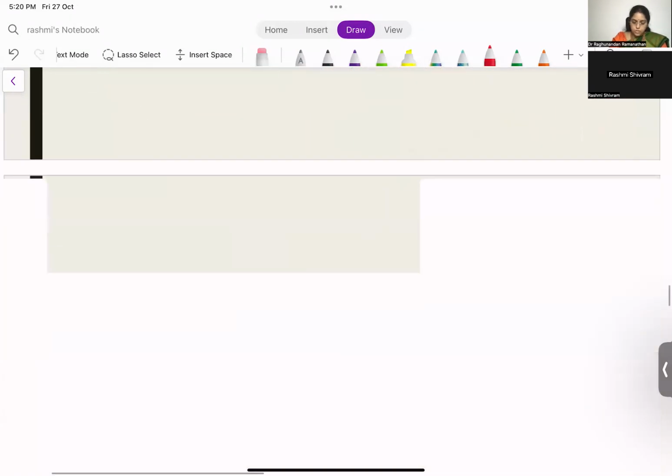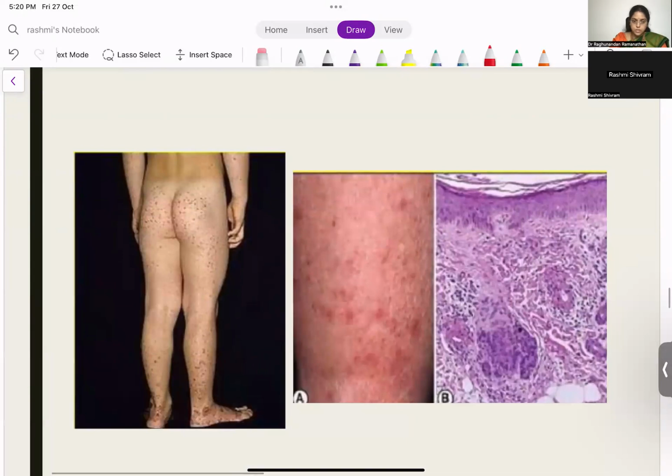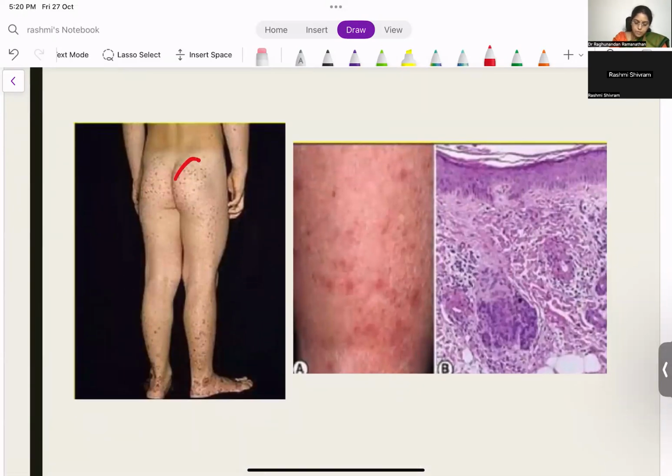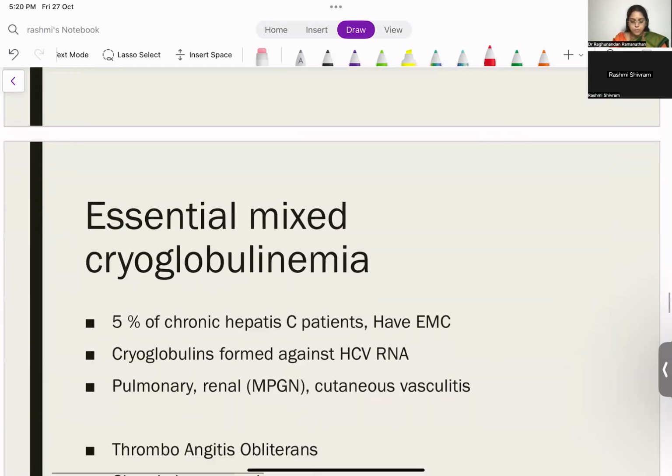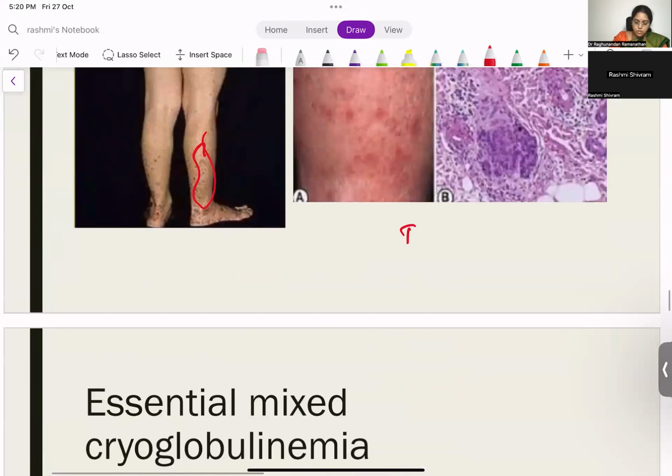Okay. So next, you will see some pictures. You can see here the palpable purpura, right? Palpable purpura will be there. And on microscopy, what we can see, we'll discuss further. Okay, so this is Henoch-Schönlein purpura. You will have IgA deposits on immunofluorescence under the microscope.